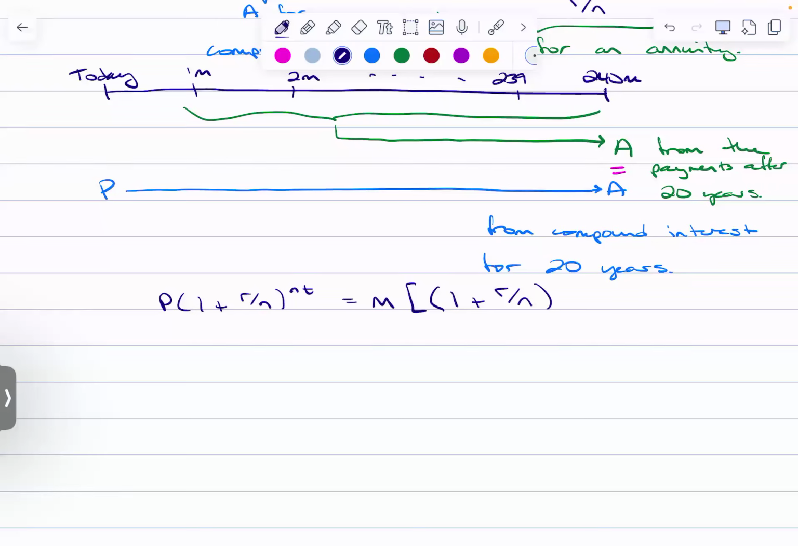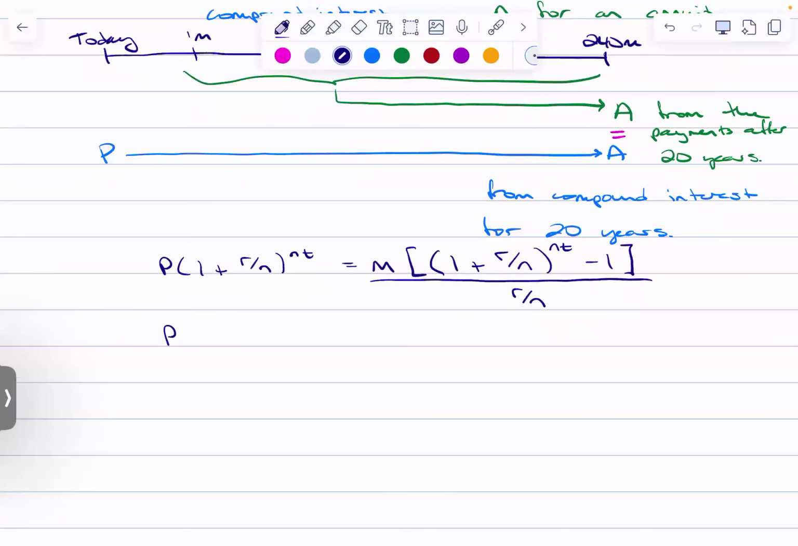One plus R over N to the N times T minus 1. Once you have this, right, that happens here again, right? And you're allowed to recycle that, right? If you've solved for it once, you can just store it in your calculator, maybe. Might be a nice one. Divided by R over N. Solving for P.